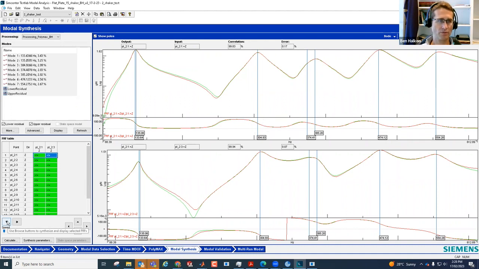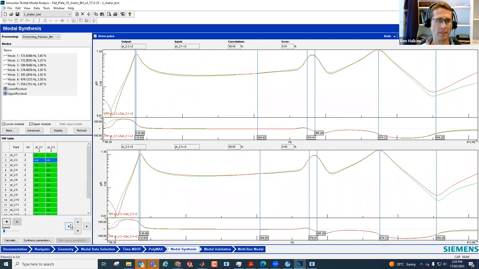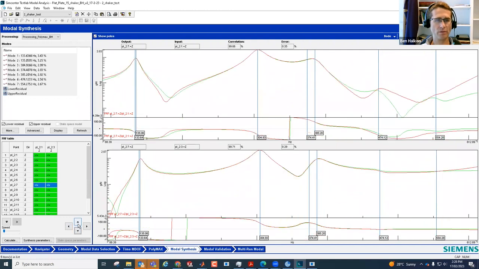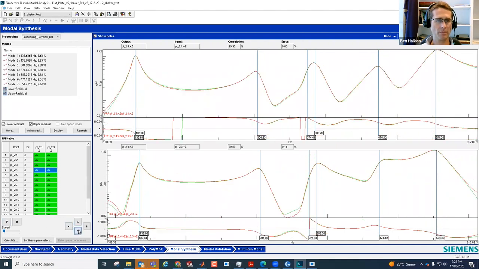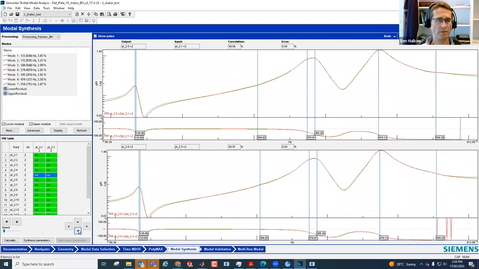And I can scroll through these one pair by pair if I hit this automate button here, or I can manually move through them here more quickly. This one will still be playing, but you can see what's happening as I scroll through. It's quite interesting with these data. When we look at some of these particular frequencies, we don't see a resonance at all.